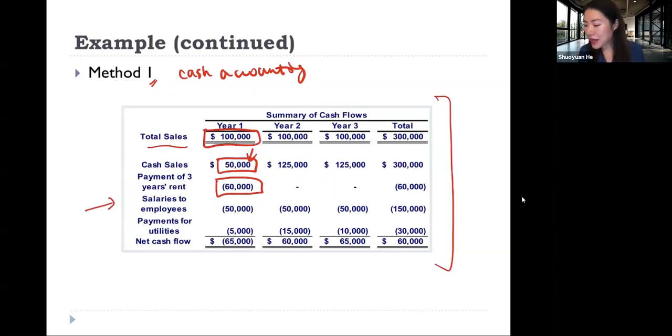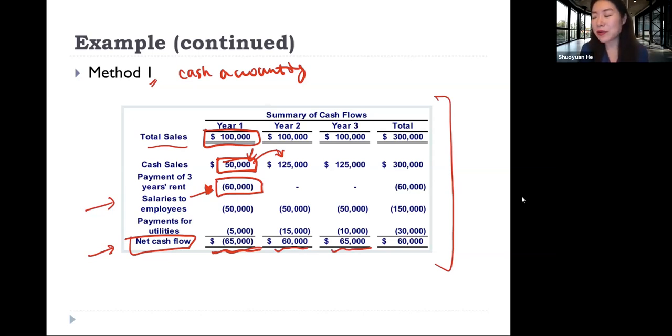So as you can see here, if we are using cash accounting, the net cash flow is negative 65,000 in the first year. Why? Because of the 60,000 mostly, right? And also because some of those cash sales, the cash was received in the second year. So in the first year, we have negative 65,000. In the second year, 60,000. In the last year, 65,000.